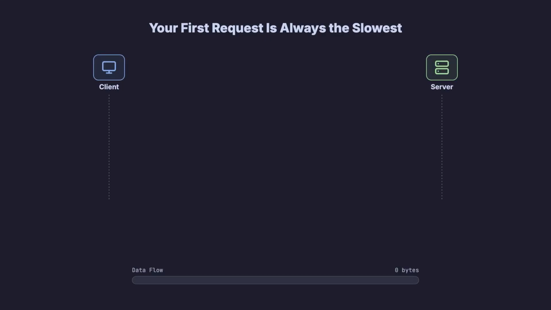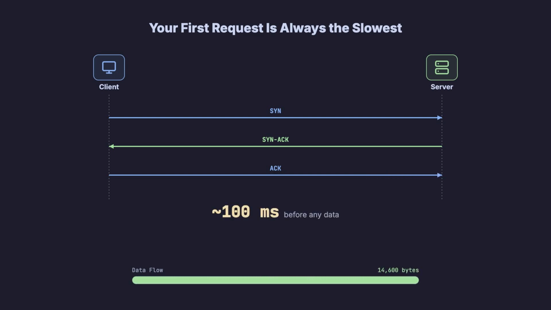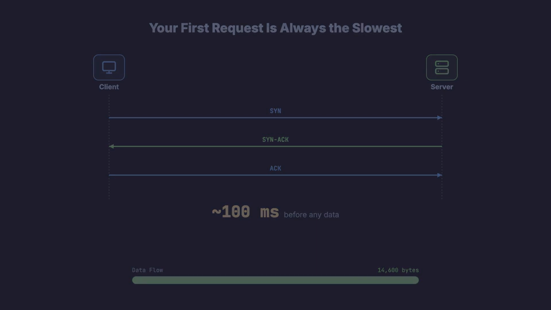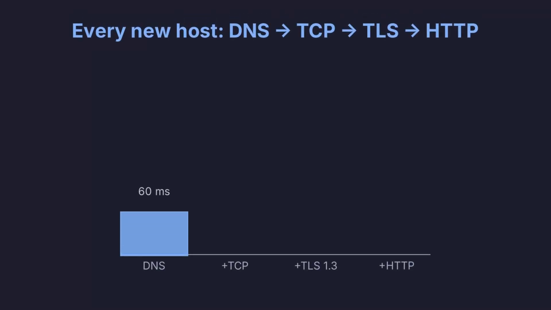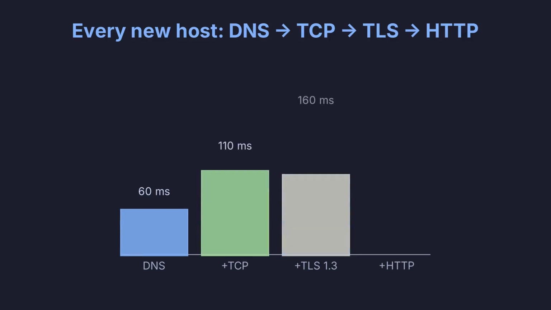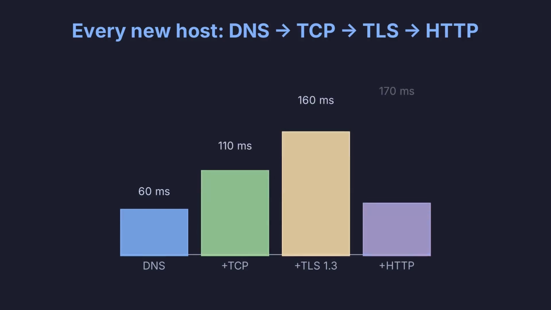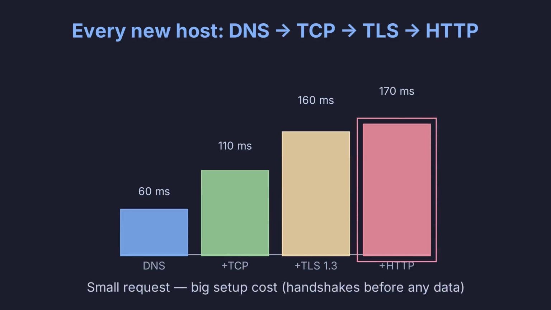Your first request to a new domain is always the slowest, not because the server's busy, but because of a hidden three-way handshake that can eat over 100 milliseconds before a single byte of application data moves. Every time you hit a new host, your browser must resolve the domain name, open a TCP connection, and negotiate a TLS session. That fixed overhead can dominate the total time for a small request, even on a fast network. Let's walk through each layer and see why.